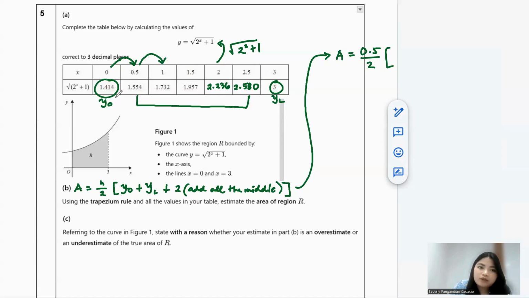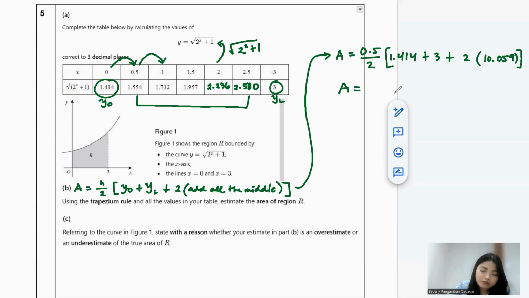And then your y0 is again 1.414. The last y is 3. And then you're going to sum everything. You can just add here. When I add 1.554, 1.732, and so on and so forth, these 5 values here, the sum of that will be 10.059. Okay, and if you already have this, that is already okay to me.